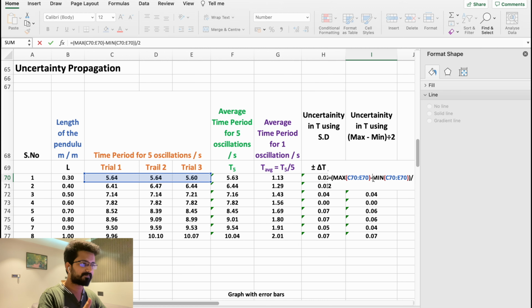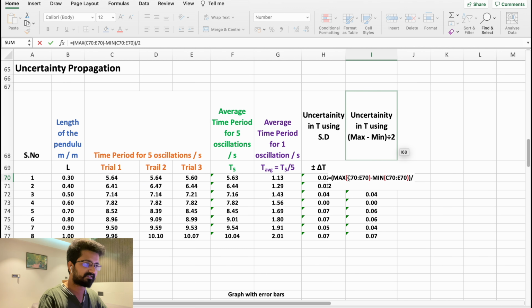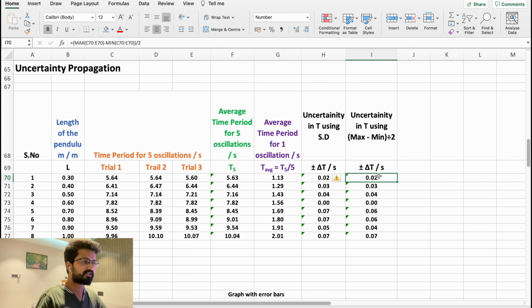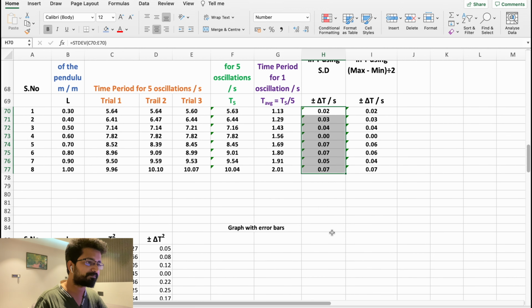Similarly, I have done the (max minus min) divided by 2 calculation as well, as you can see here. So max in the bracket, the range of values, minus min, again the range of values that I have here, divided by 2. This also gives me the uncertainty in time period, or the absolute uncertainty in the time period. Anyhow, as I said, I'll follow only standard deviation for the rest of this video.